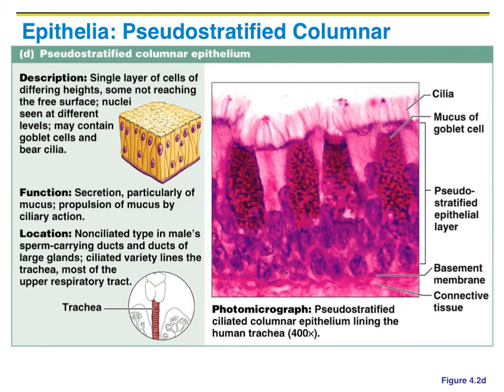Like simple columnar, pseudostratified columnar also contains goblet cells and may be ciliated. Functions include secretion, particularly of mucus, propulsion of mucus, specifically by ciliary action. Non-ciliated types are found in male sperm-carrying ducts and ducts of large glands. Ciliated varieties line the trachea and most of the upper respiratory tract.